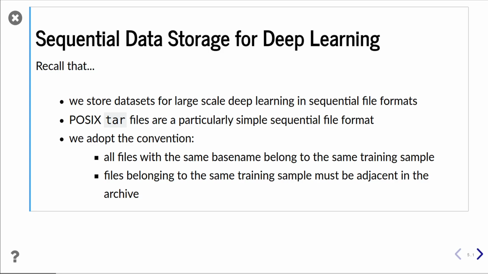Now, the convention we adopt for storing training data in POSIX tar files is that all the files with the same base name belong to the same training sample, and all the files belonging to the same training sample must be adjacent in the tar archive. That's all. That's all the conventions we need in order to get efficient sequential processing.